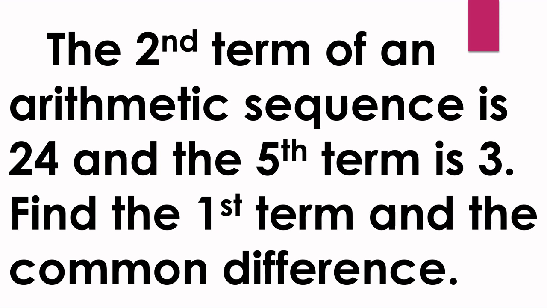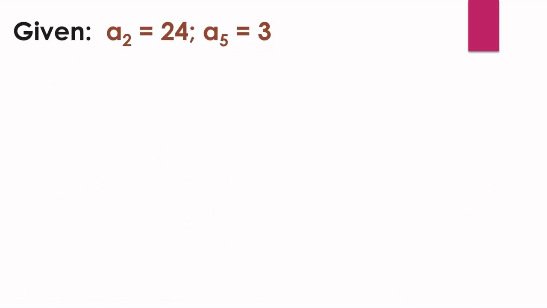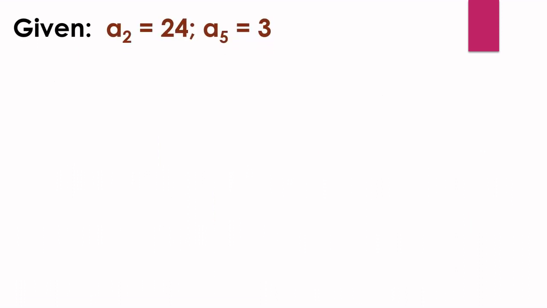Let's have this example. The second term of an arithmetic sequence is 24, and the fifth term is 3. Find the first term and the common difference. Given that the second term is 24 and the fifth term is 3, we are going to look for the first term and the common difference.